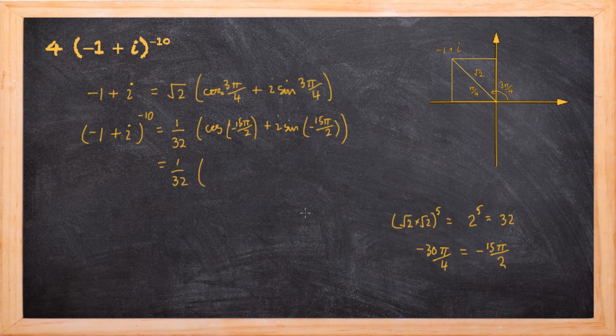Now, we can add multiples of 2 pi to negative 15 pi over 2. And 2 pi is 4 pi over 2, 4 lots of pi over 2. So anything like 4 pi over 2, 8 lots of pi over 2, 12 lots of pi over 2, another 2 pi would give us 16 pi over 2. That's a useful one. If we add 16 lots of pi over 2 to minus 15 lots of pi over 2, we get 1 lot of pi over 2. So it's cos pi upon 2 plus i sine pi upon 2.